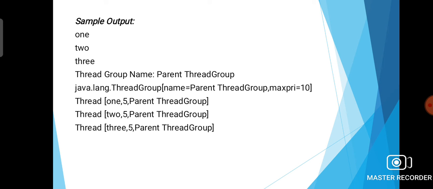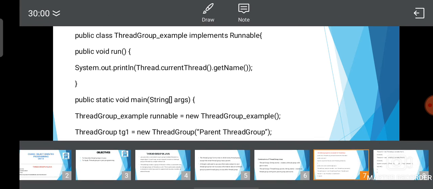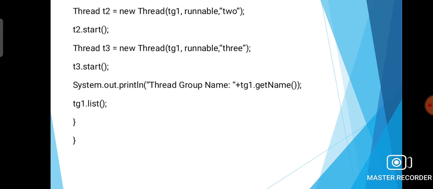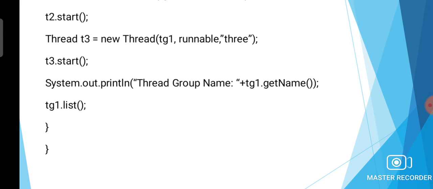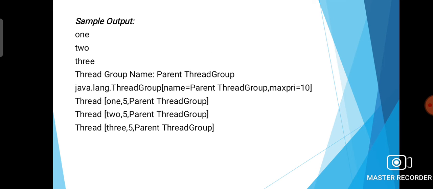Okay, finally we are applying another method, that is the list method, tg1.list. The list method will be used to print all the details about the thread group. Actually tg1 is our thread group object. So all the information about the particular thread group will be printed by this list method.